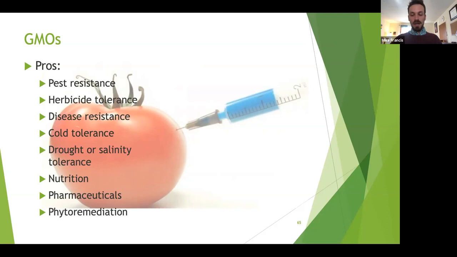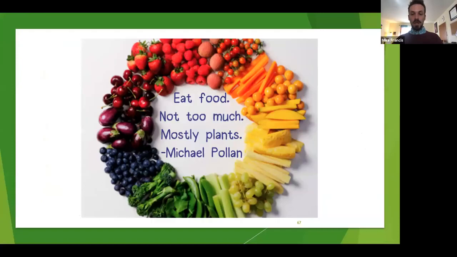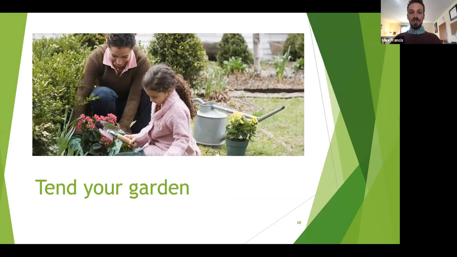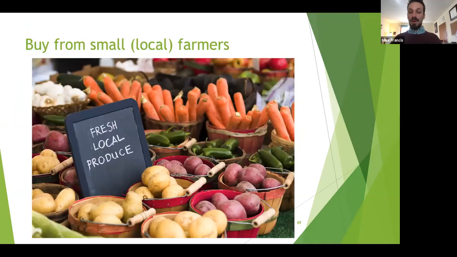So what can you do to eat more sustainably? Well, Michael Pollan gives this advice: eat food, not too much, mostly plants. This is solid advice. Tend your garden. One of the best things you could do to help the environment is grow your own food. You know exactly where it came from, and you know exactly what's happening with the soil. So buy locally, support your local farmers, look your farmers in the eyes. You can see exactly where your food came from and who you're supporting.